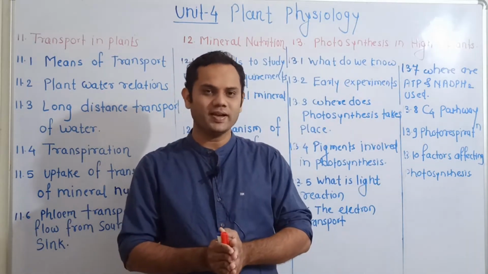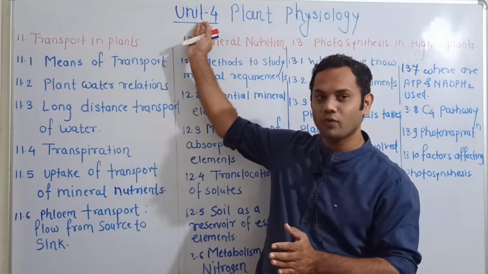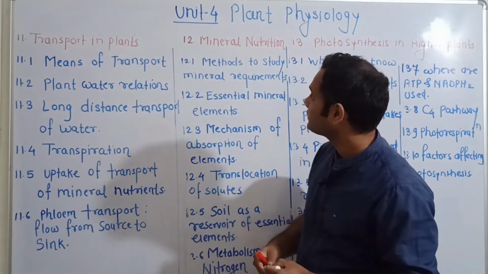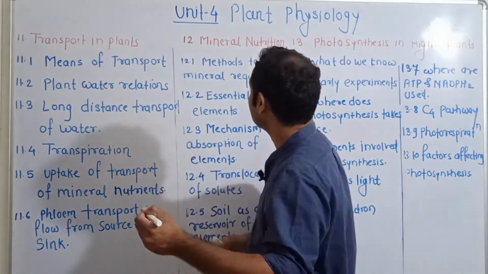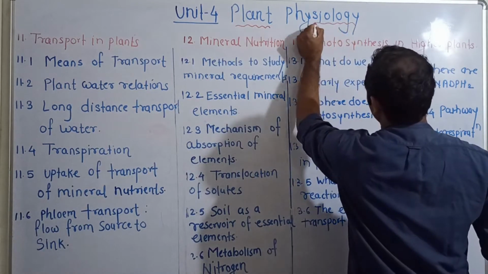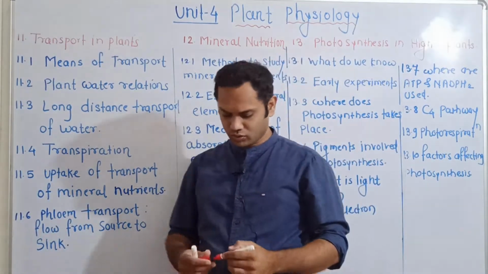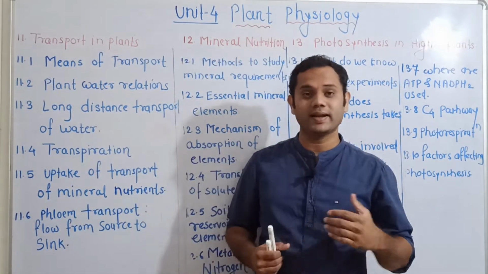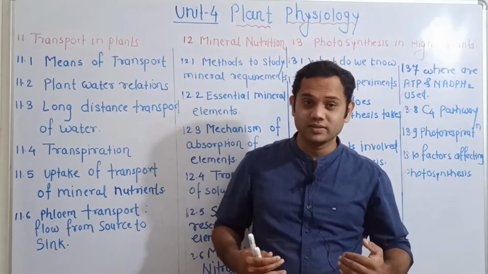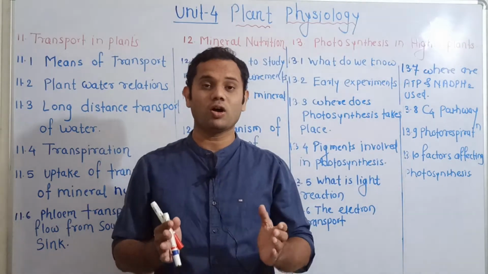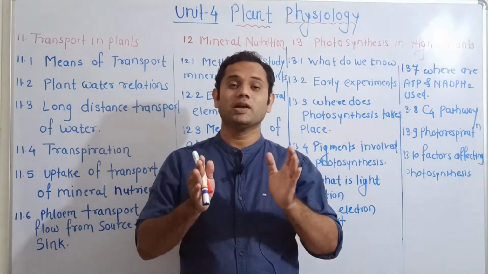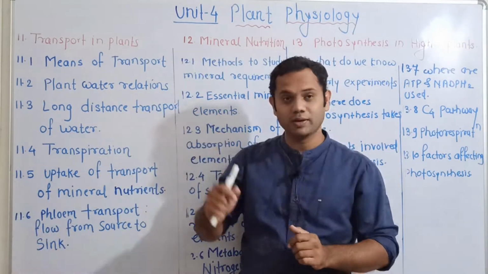So we are here to discuss unit number 4 in the syllabus discussion series of our NEET biology. In this we will be talking about unit number 4, that is plant physiology. So this whole unit is dedicated to the various physiological processes, or the internal vital processes, which occur in plants. The entire physiological processes will be studied in this unit number 4.